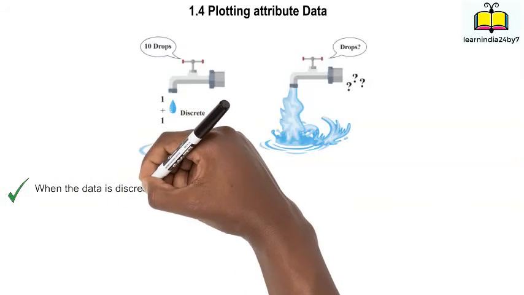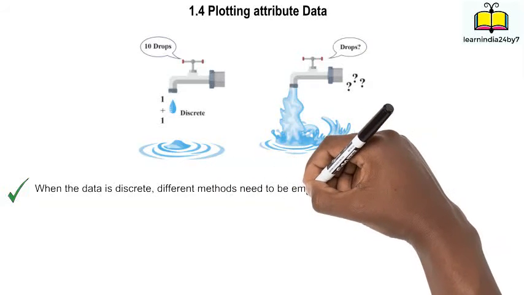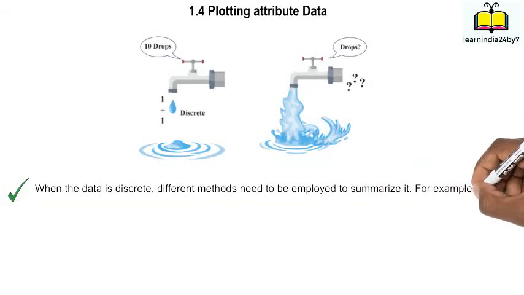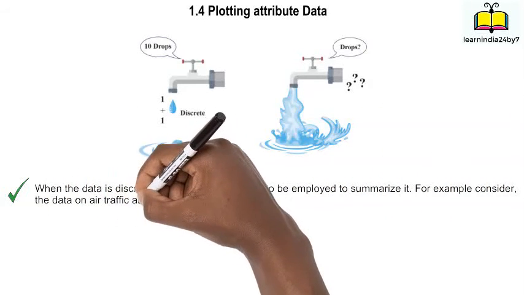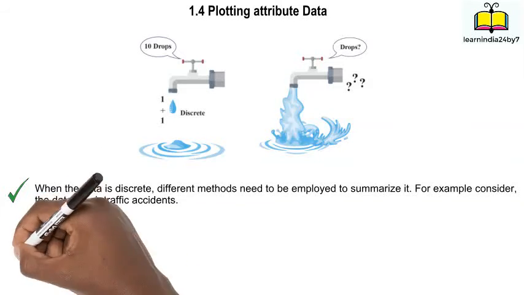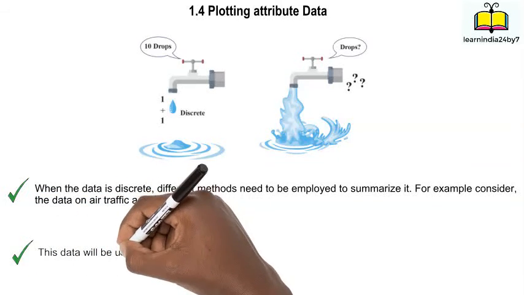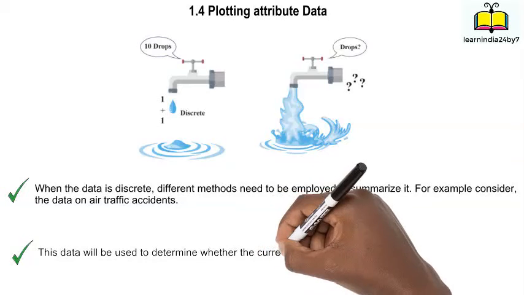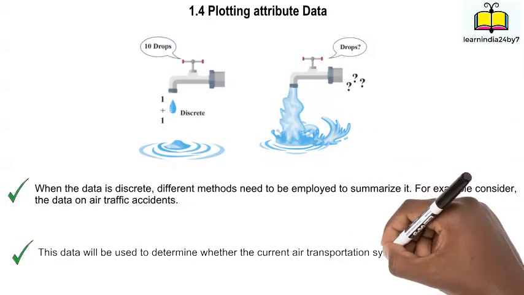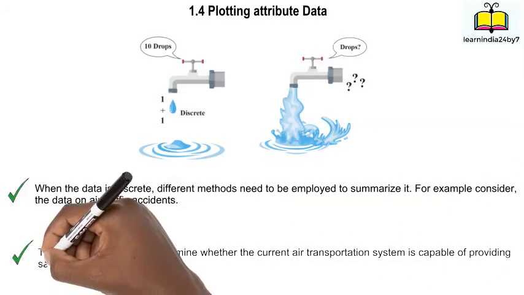When the given data is discrete, different methods need to be employed to summarize it. The number of yearly accidents is an example of attribute data. Let's use this data to determine whether the current air transportation system is capable of providing safe travel.